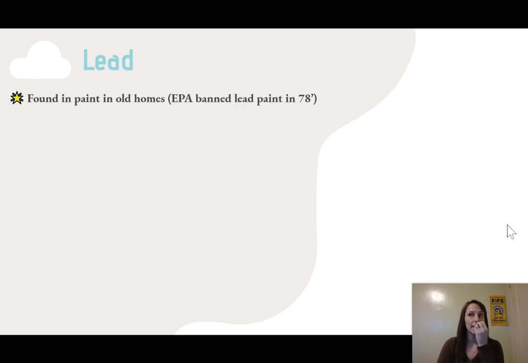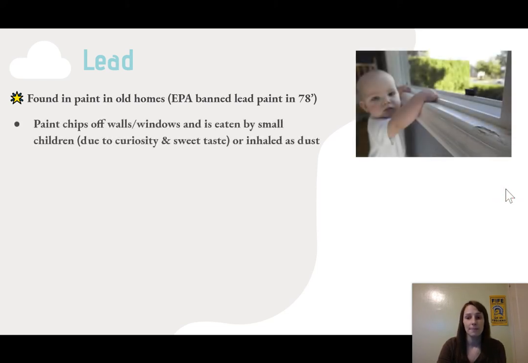Now we're going to talk about lead. Lead is found in all old homes. Basically, any home that was painted before the 80s is going to have lead in it because lead used to be in paint. Now, the EPA banned lead paint in 1978. However, if you live in a home that was existing or painted before those times, then you're going to have layers of paint that do have lead in them. And so you have to be careful because paint can chip off the walls and windows.